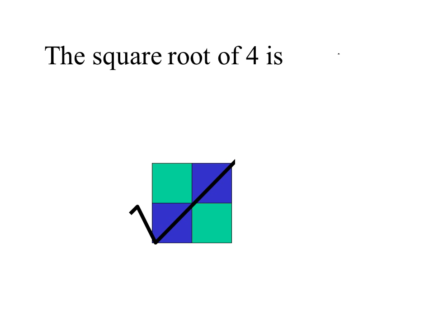The square root of 4 is the number times itself that will give you 4. 2 wide and 2 tall. So the square root of 4 is 2.